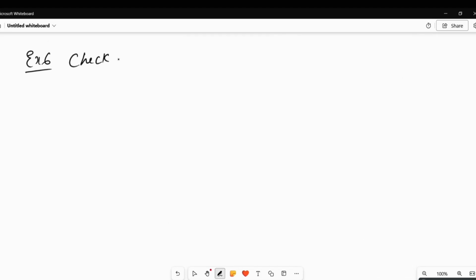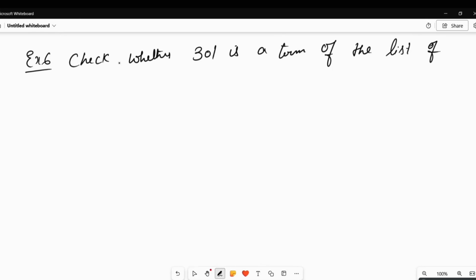Check whether 301 is a term of the list of numbers 5, 11, 17, 23, and it goes on. So you have to check in this AP whether 301 is a term or not. Somewhere it comes or not. Okay, check it.